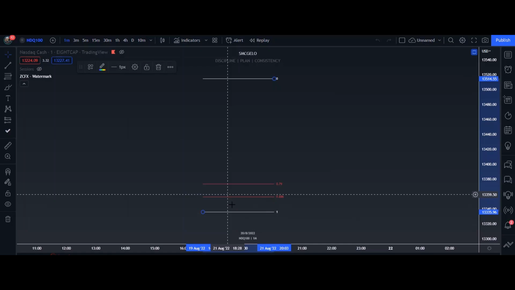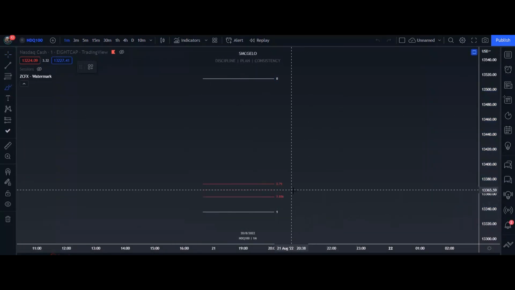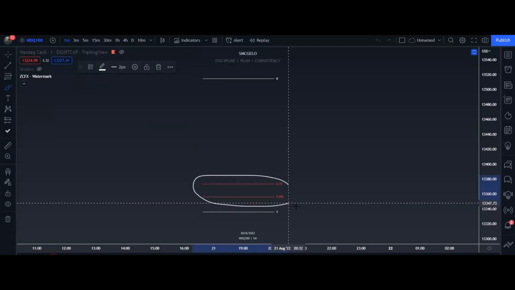Okay, so you don't want to enter anywhere else in here. You want to enter off this zone. Okay, that's it.